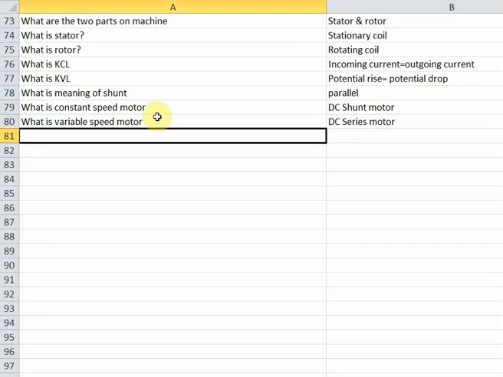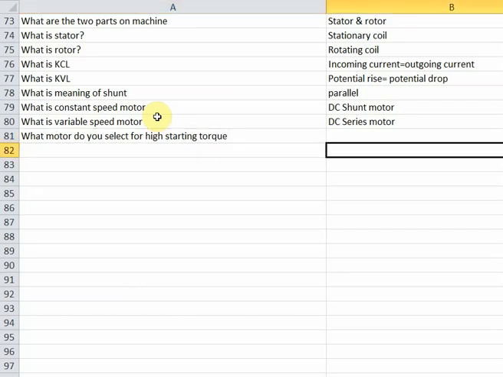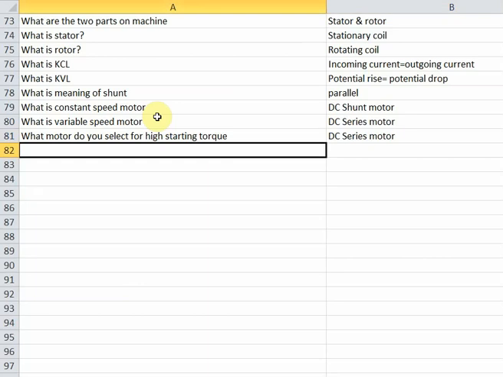So what motor do you select for high starting torque? DC series motor. An example of that is a lift. A lift needs high starting torque before it starts to run.